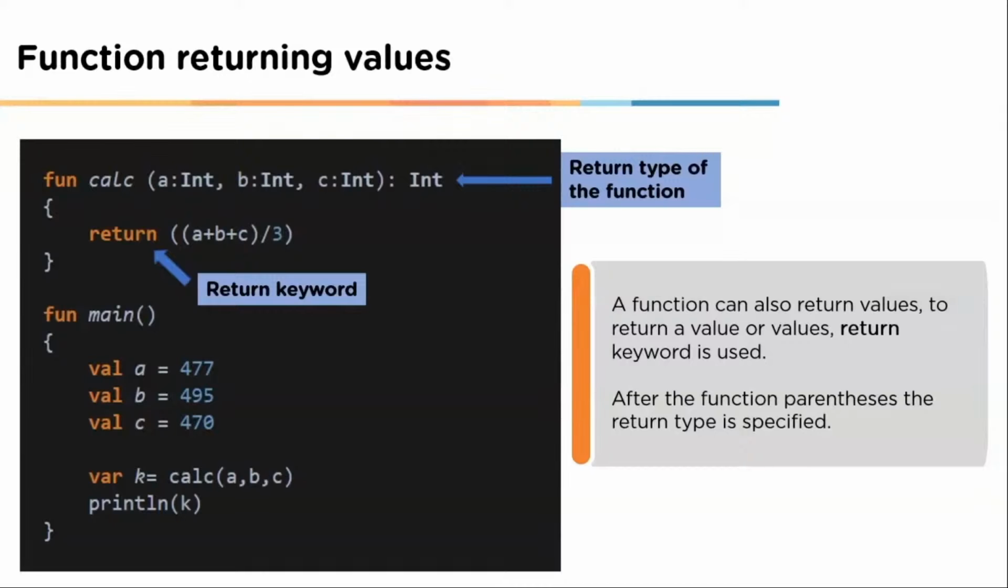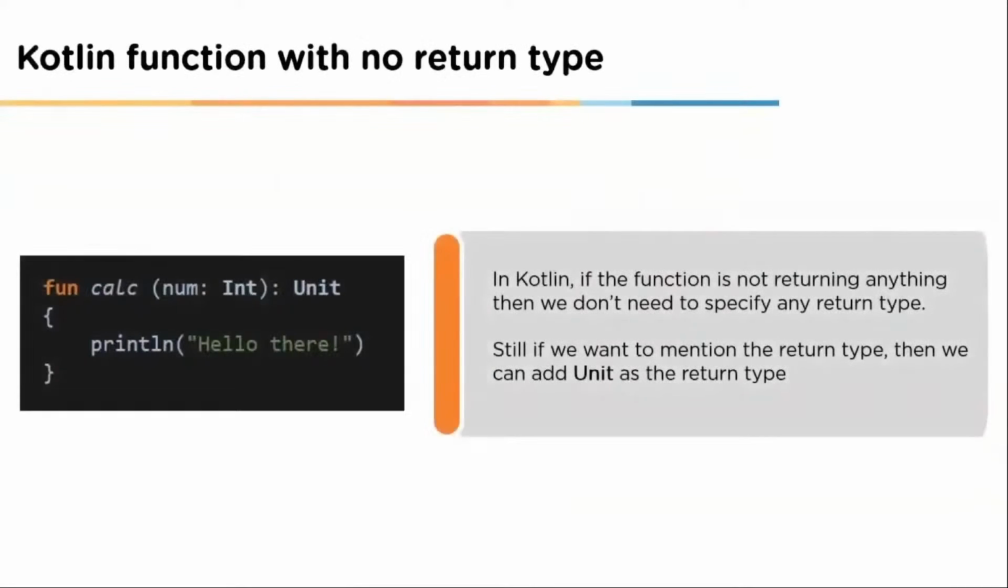So now moving on to functions with no return types. Kotlin function with no return type. In Kotlin, if the function is not returning anything, then we don't need to specify any return type. But if we want to mention the return type, then we can add Unit as the return type. So basically, the Unit type in Kotlin is like the void type in Java. That means it is used with functions that don't return anything.